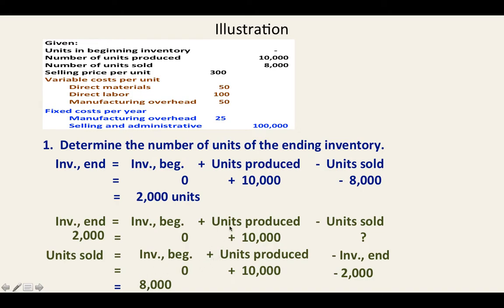Okay, class? So you can modify the equation. Kung ang kailangan ay inventory beginning, then modify it. Kung kailangan ay units produced, then you can modify it using transposition. Okay?